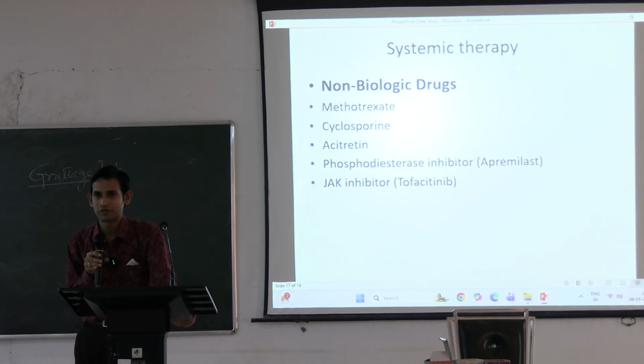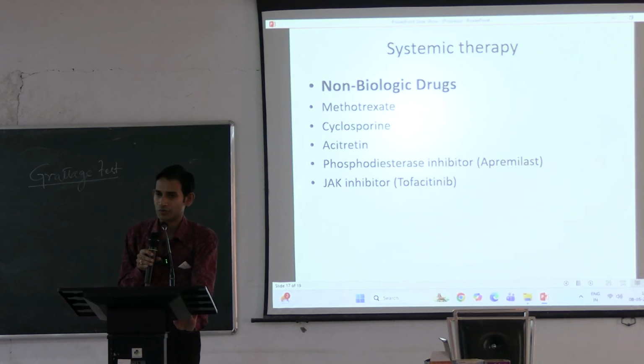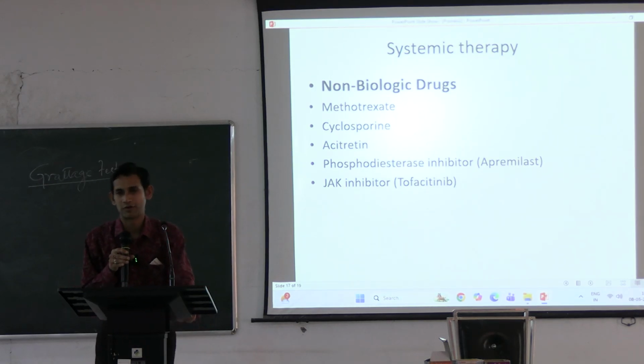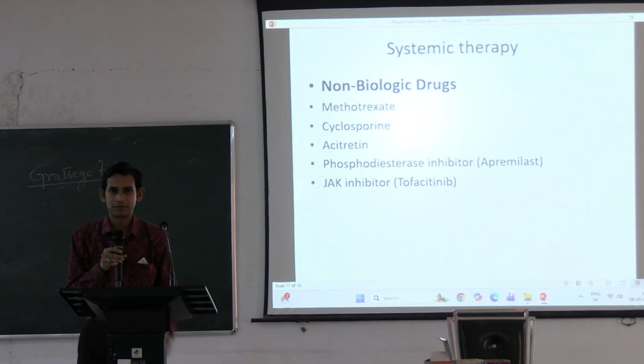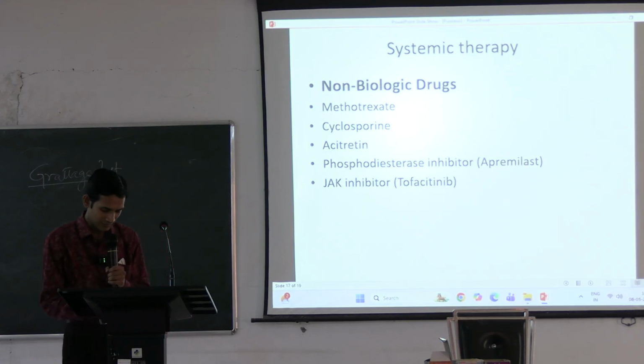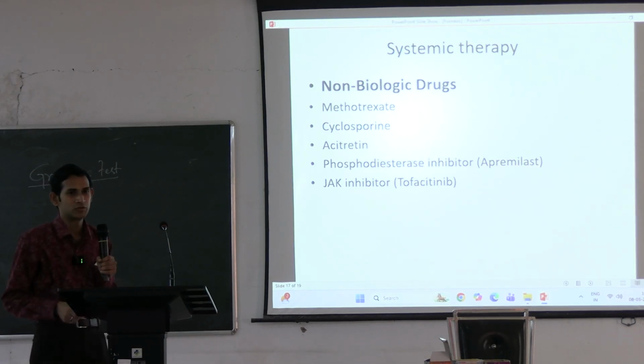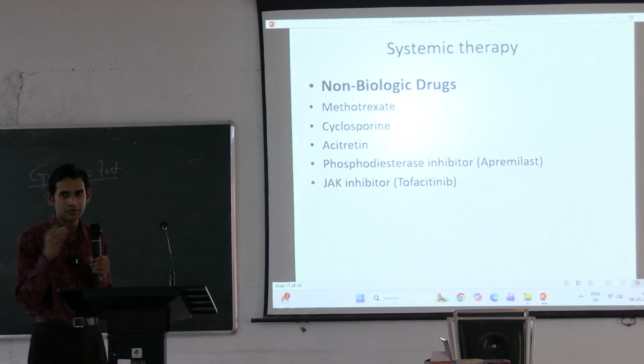So, what are the indications for systemic therapy? That is psoriasis affecting more than 10% of the body surface area, pustular psoriasis, psoriatic arthritis, psoriatic erythroderma, and palmoplantar psoriasis not responding to the conservative treatment. In that case, the systemic therapies are given. So, what are the systemic drugs used in the treatment of psoriasis? They are usually classified in two forms, that is non-biologics and biologics.